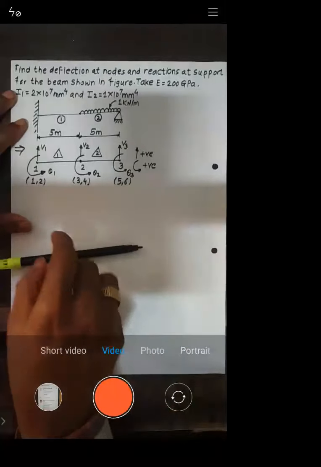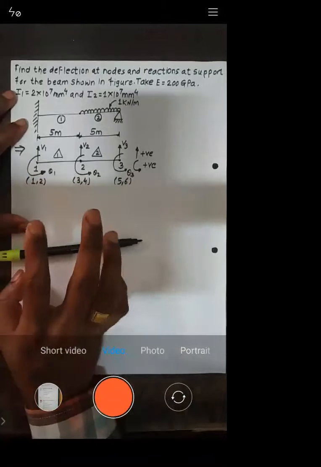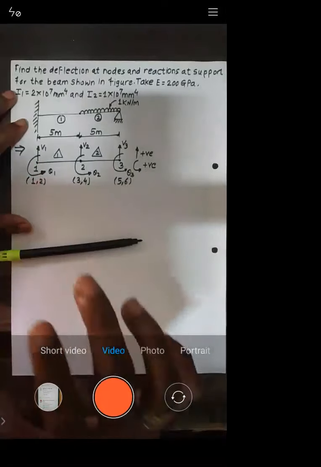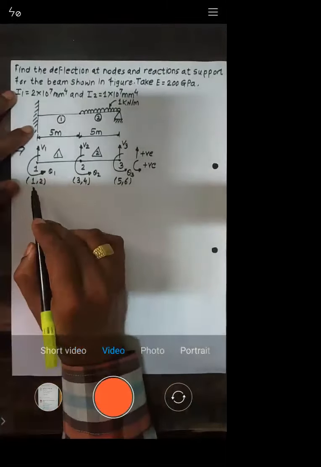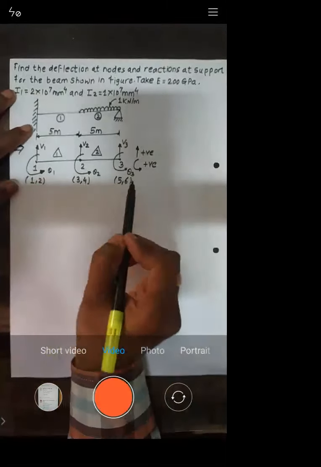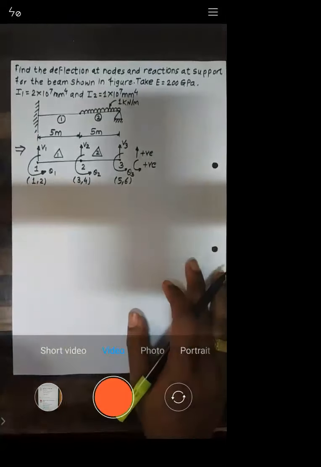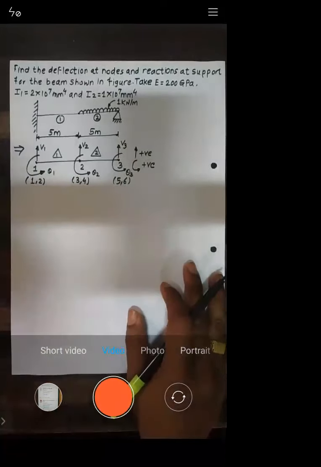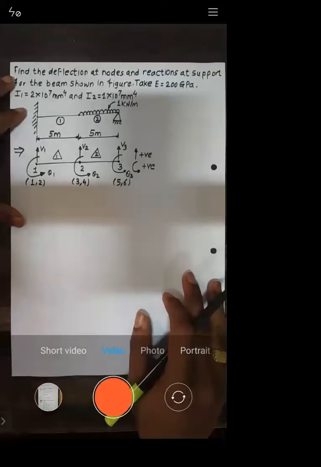If you can see, every node can move in 2 directions. So if you consider all the 3 nodes, they can move in 6 directions, right? So see, this is 1, 2, this is 3, 4, and this is 5, 6. That means every node will have 2 degrees of freedom. Is it okay? Let me know. Yes, sir.